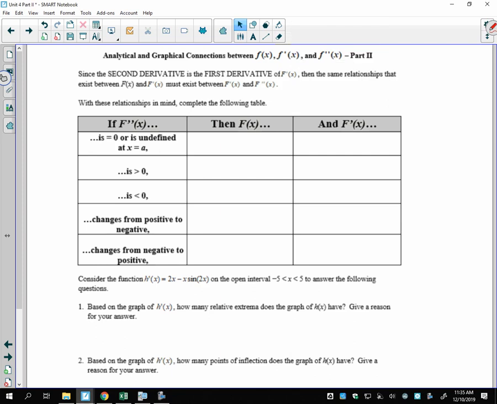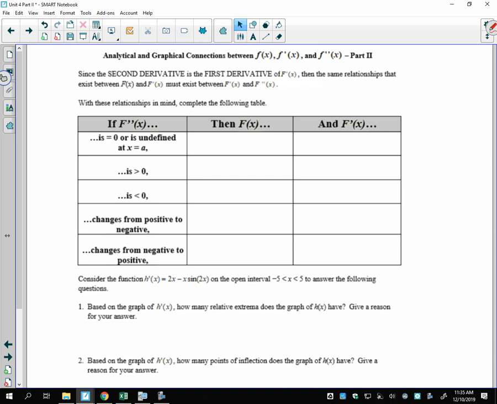Okay, so we just want to keep making some connections here between our derivatives. We've talked about what we know about the function given the first derivative and the function given the second derivative. Now we want to compare f prime to f double prime. It says, since the second derivative is the first derivative of f prime of x, the same relationships that exist between f of x and f prime of x must exist between f prime and f double prime.